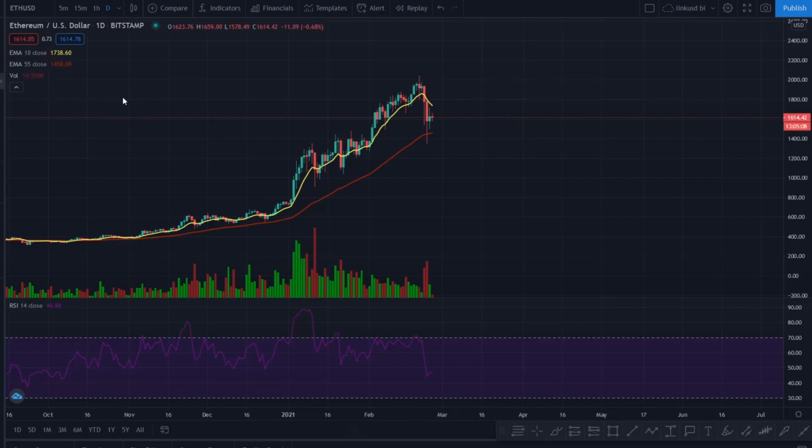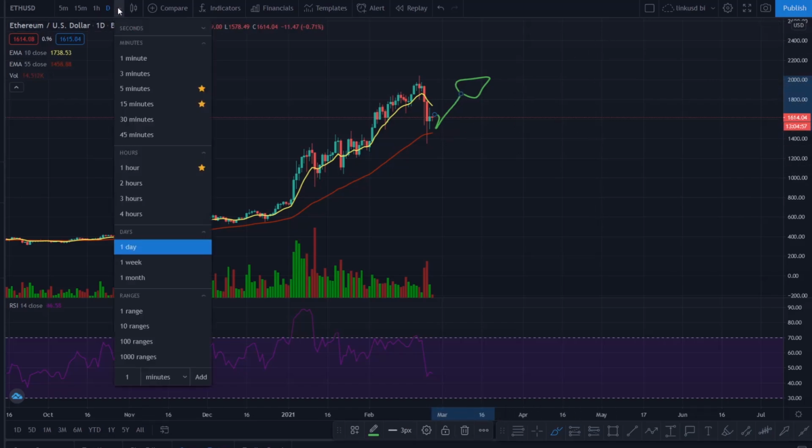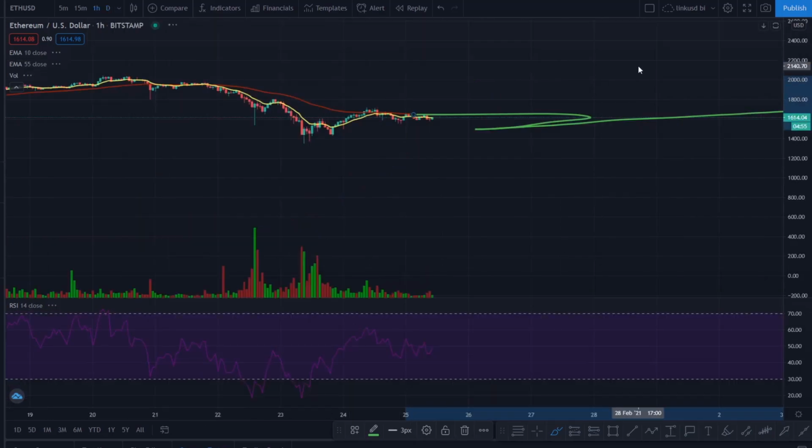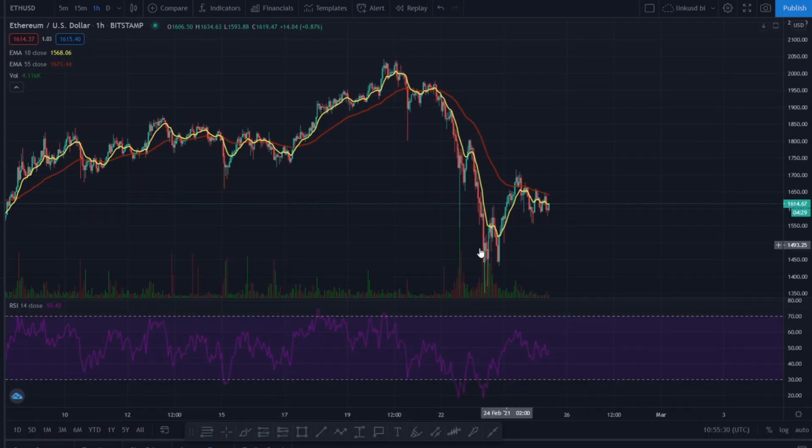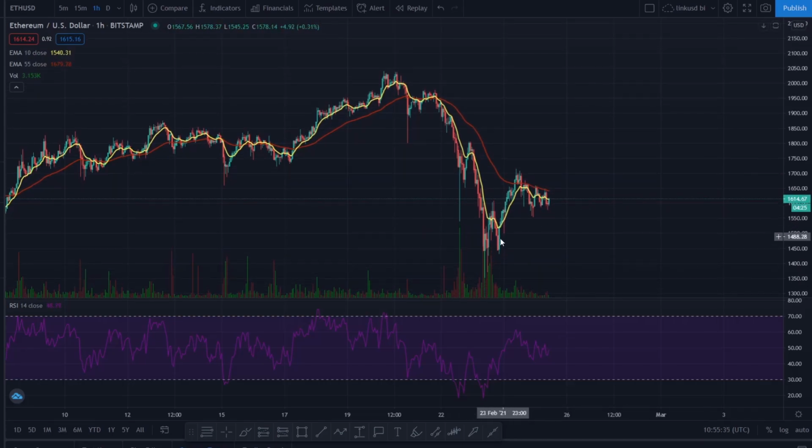So potentially what you may see for Ethereum is a back test of this 55 EMA, get above the 10 EMA before we continue on our upwards trajectory in this bull market. If we were to switch to a shorter time frame on the hourly, so on the hourly time frame, we are trying to get above this EMA. You can see it's putting up a good fight. We've not dipped down to the previous low there, which is good.